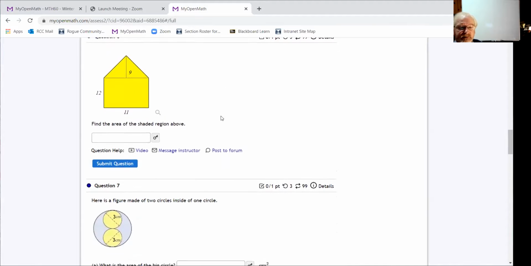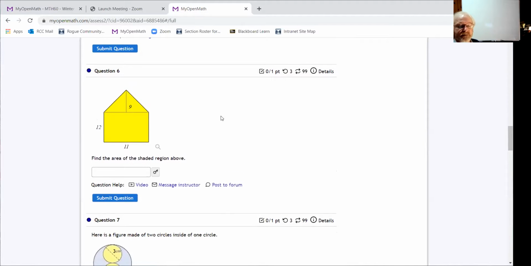And then we start getting tricky on you. Find the area of the shaded region, meaning that whole thing. This is a combination of 2 different shapes. See the rectangle on the bottom. I've got to use my rectangle formula. See the triangle on the top. The base is going to be the same as this 11 for me. Find the area of the triangle, find the area of the rectangle, and add them together.